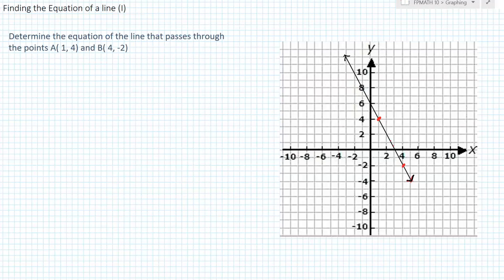So I did put a graph in there for you, but you don't have to have the graph, but a graph is always useful. If you can quickly sketch that graph, great. So the graph of this scenario is right here. You notice that there's a line, we got 2 points, and the points are very straightforward. One is (1, 4), and the other one is (4, -2).